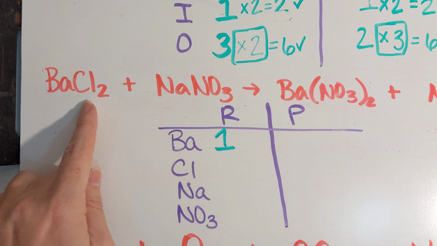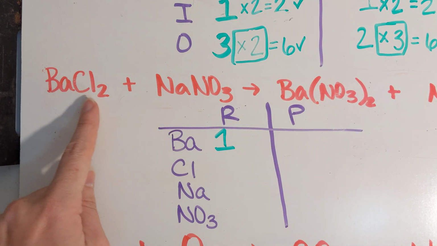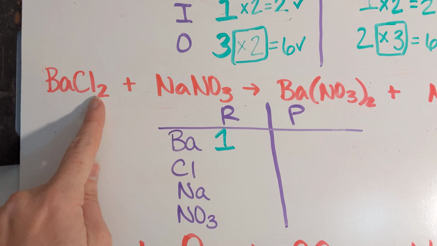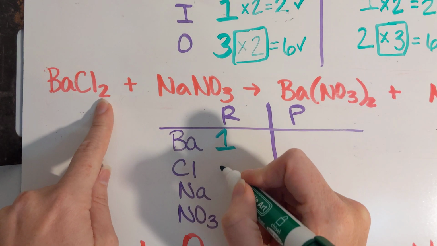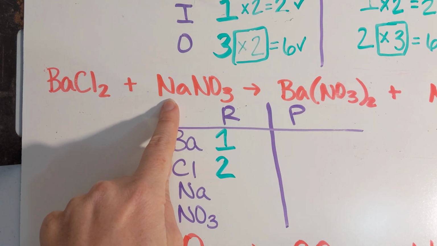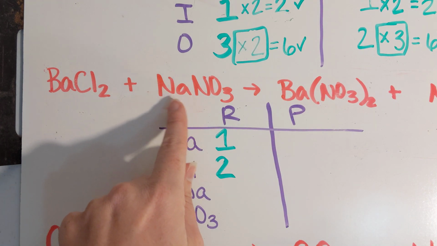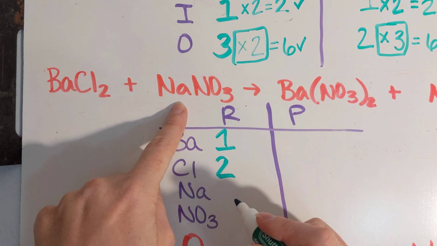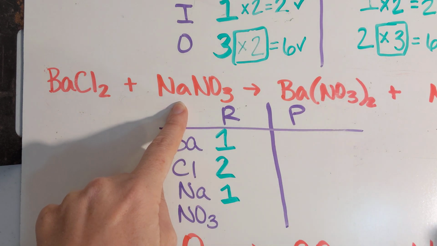And then chlorine, I have no big number, but I have a little subscript of 2. So it's a 1 times 2. I have 2 chlorines to start with. And then I move on. Na is sodium, stuck together, Na. No number out front, no subscript, so that means there's 1 Na.